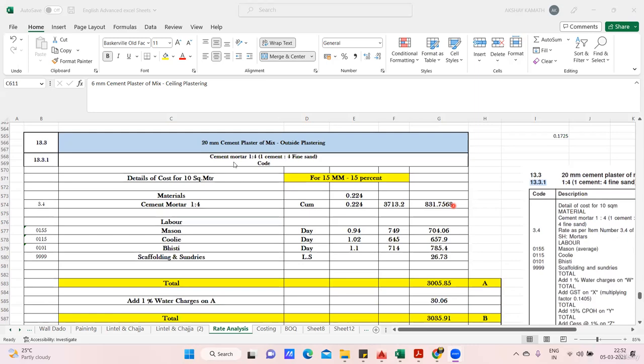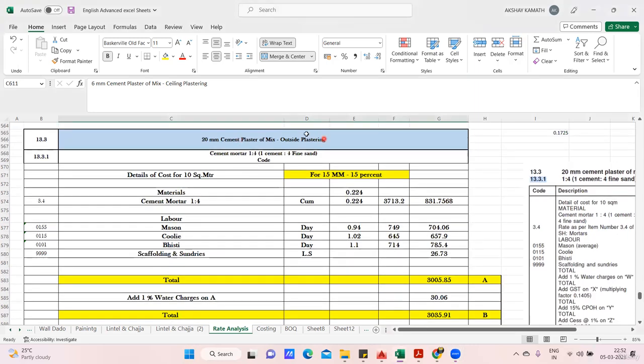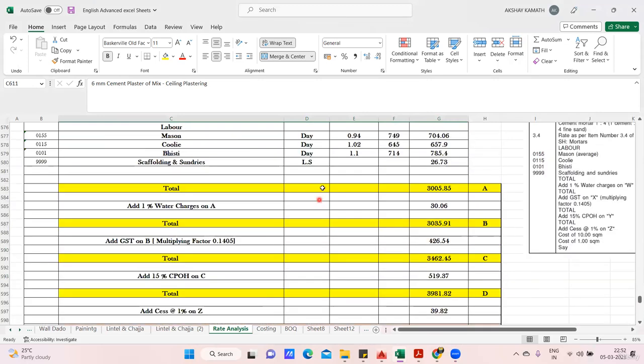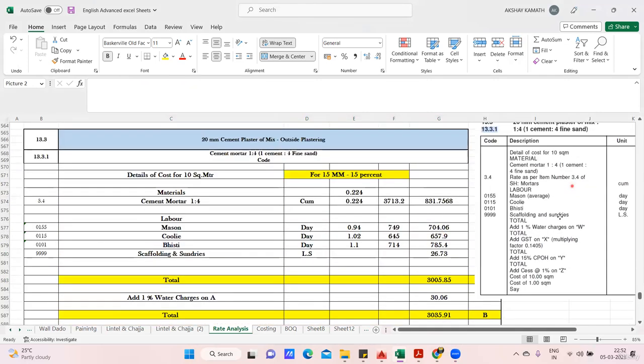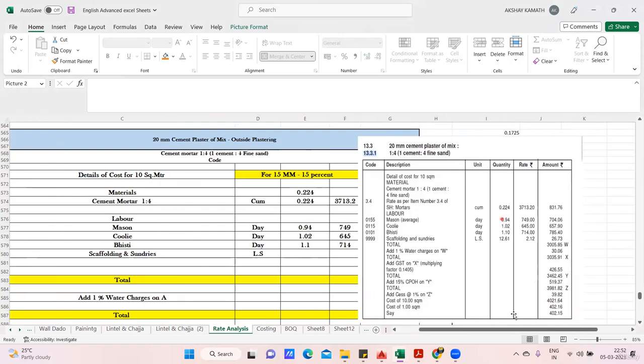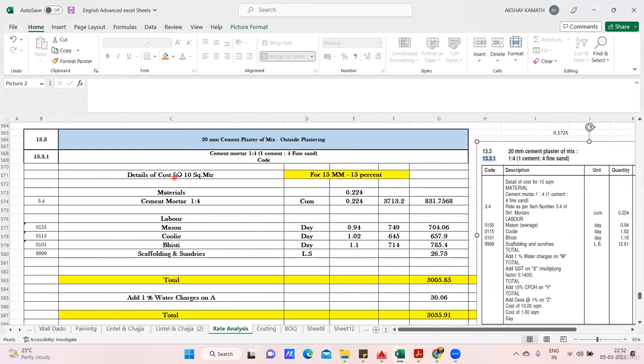In this lecture, we'll see the 20 mm plastering, which is called outside plastering, and then we'll check even the ceiling plastering. Most of the things remain the same. I've taken the clause here and kept it here for our understanding. Nothing much change will happen. I'll start again with this.